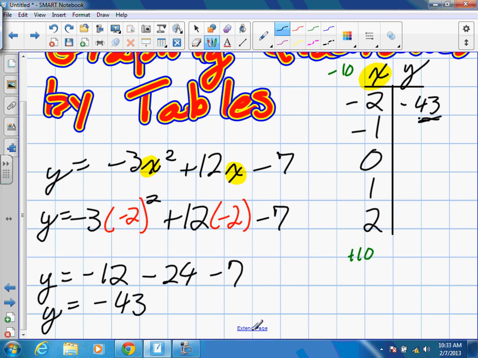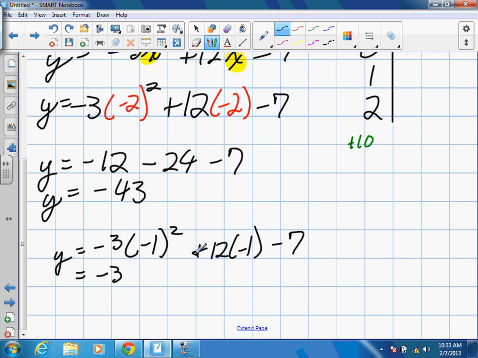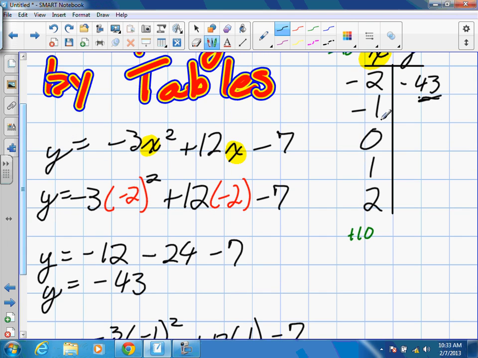Let's go to negative 1. Y equals negative 3 times negative 1 squared plus 12 times negative 1 minus 7. Okay? Negative 1 squared is positive 1 times negative 3 is negative 3. This becomes negative 12 minus 7. That gives us negative 22. It's not going to work. No, still won't show up. And that's part of doing it this way. You will get values that may not show up on the graphs I've provided for you.